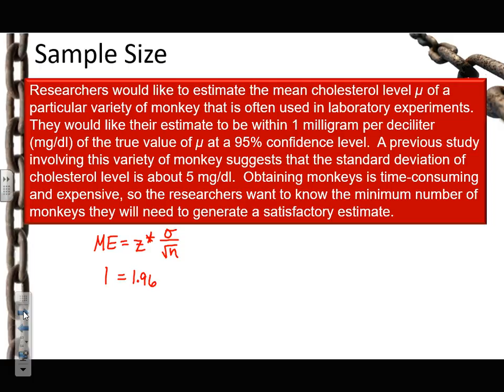And so then in the inverse norm function, remember, if you're doing 95%, the area would be that 95 plus the 2.5% in the tail, so you'd actually do 0.975. And then from there, it should come out to be 1.96. Okay? So, 1.96 for Z star, standard deviation was 5. So we said based on a previous study, we can use the value of 5.